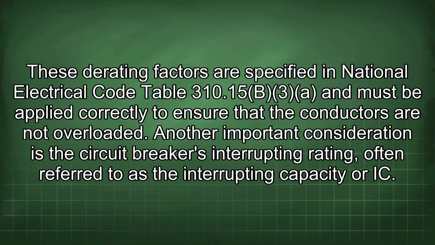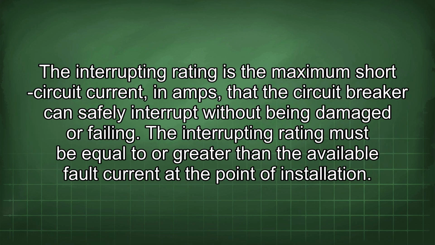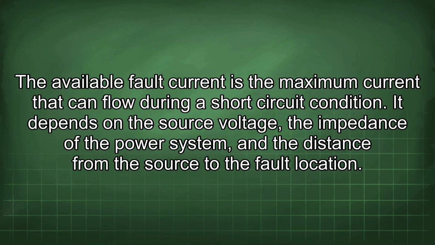Another important consideration is the circuit breaker's interrupting rating, often referred to as the interrupting capacity or IC. The interrupting rating is the maximum short circuit current in amps that the circuit breaker can safely interrupt without being damaged or failing. The interrupting rating must be equal to or greater than the available fault current at the point of installation. The available fault current is the maximum current that can flow during a short circuit condition.